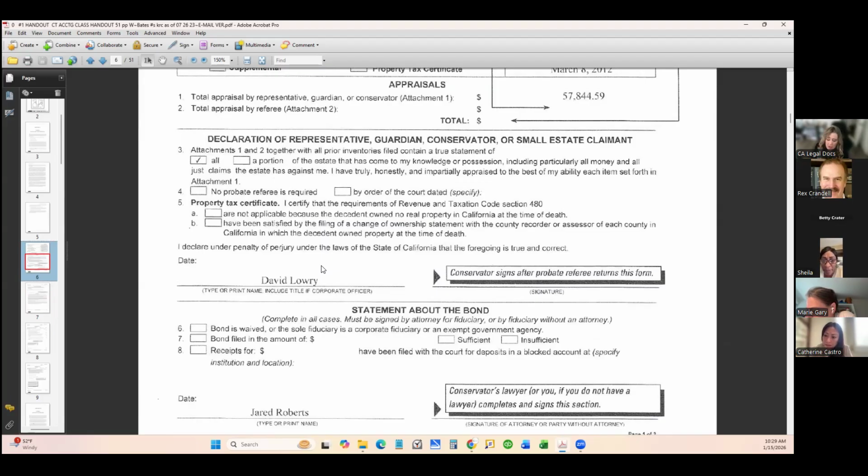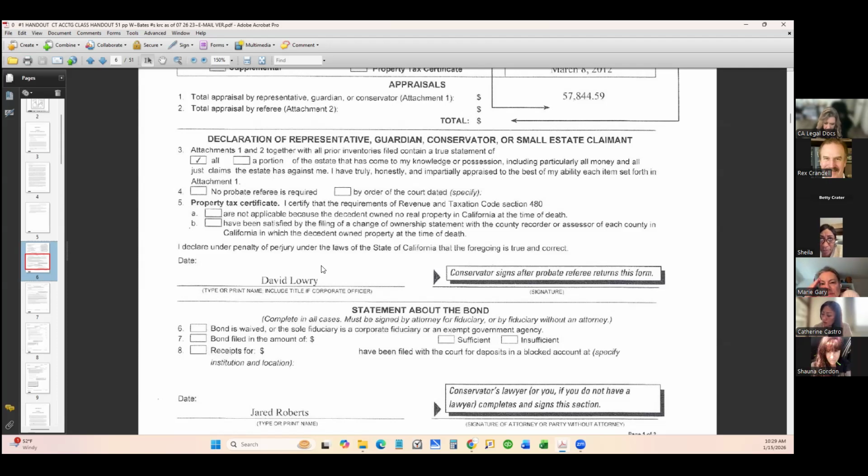Again, the minute you took control or you were ordered the conservator, you are responsible for every dollar of balance owned by that person. So you must do this.